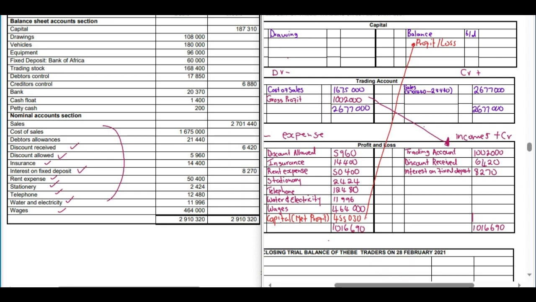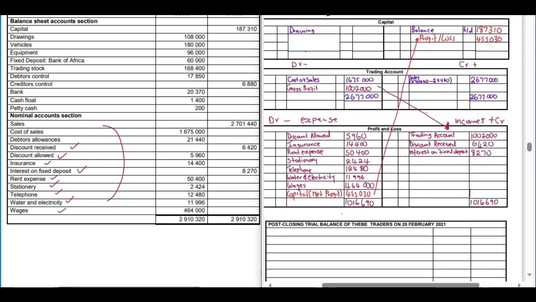And then how much is our profit and loss? The capital from our profit and loss is 455,030. And then the capital account opening balance from our trial balance is 187,310. And then drawings under the debit side, we have 108,000. And then we are going to write 108,000.